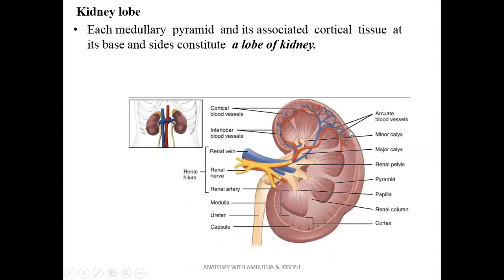Now, what is a kidney lobe? The kidney lobe is defined as a medullary pyramid and associating cortical tissue at the base and the sides. So, all of this area, the pyramid, and also the renal cortical tissue at the base and the sides, together called as lobe of kidney.